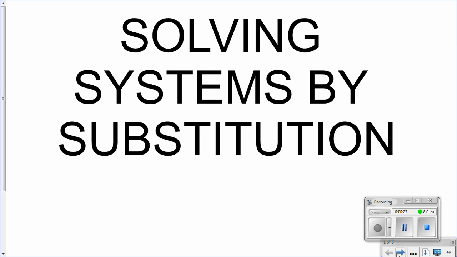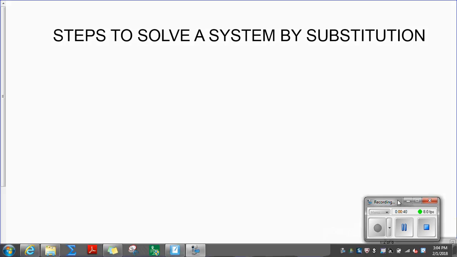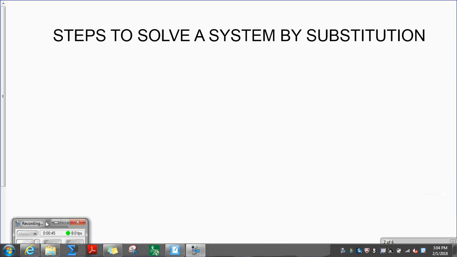Last time we talked about solving systems of equations by graphing. Now we're going to do systems of equations by substitution, which is basically an algebra way of solving it. Sorry, it's kind of wordy right now, but it's step by step how to do it. So, steps to solve a system by substitution.